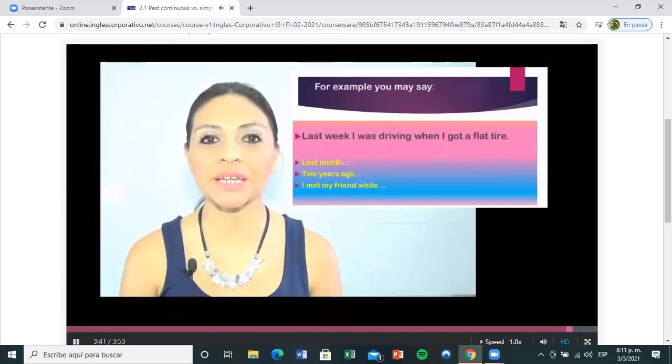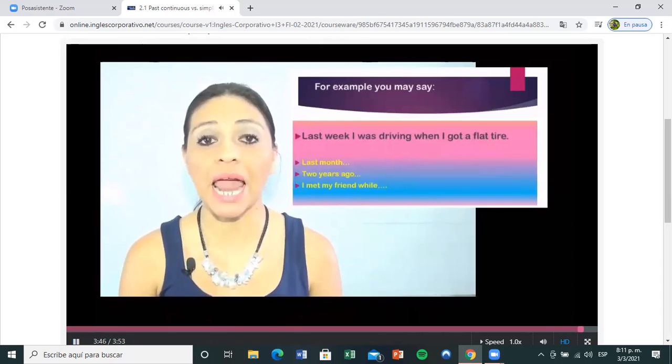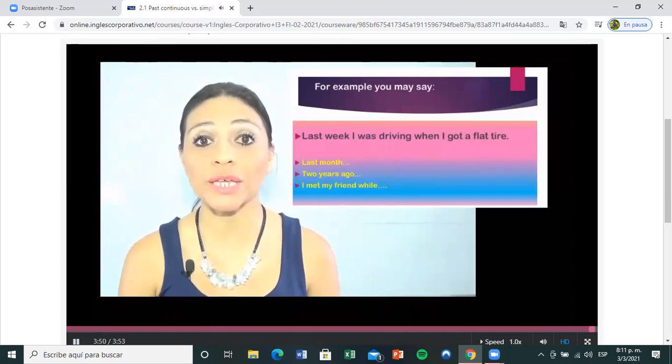Now work on the following statements. You may do it with your own information. For example, you may say, last week I was driving when I got a flat tire. Remember to use both tenses just like I did.